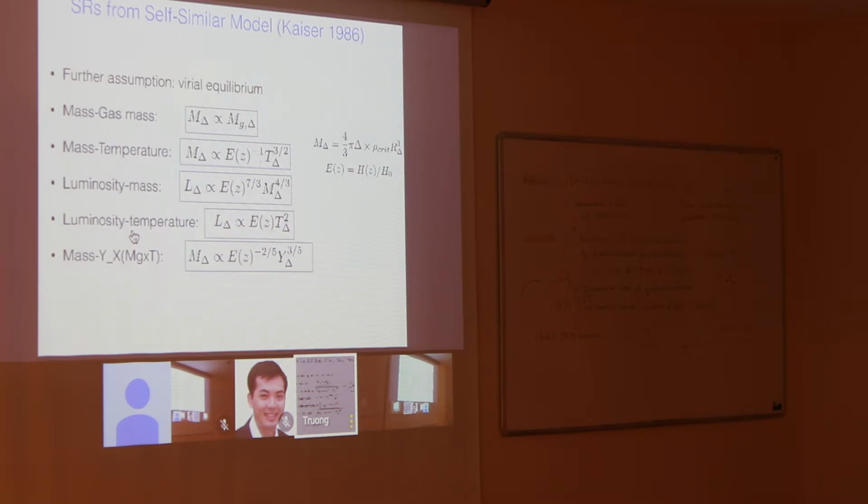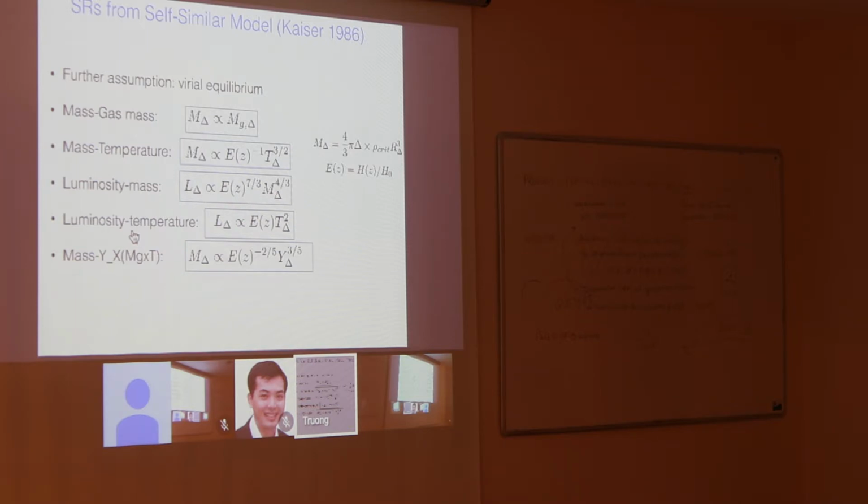It comes into the game because in cluster studies, we define the cluster radius R-delta as the radius within which the overdensity of the cluster is about delta times the mean density of the universe, or the critical density of the universe.